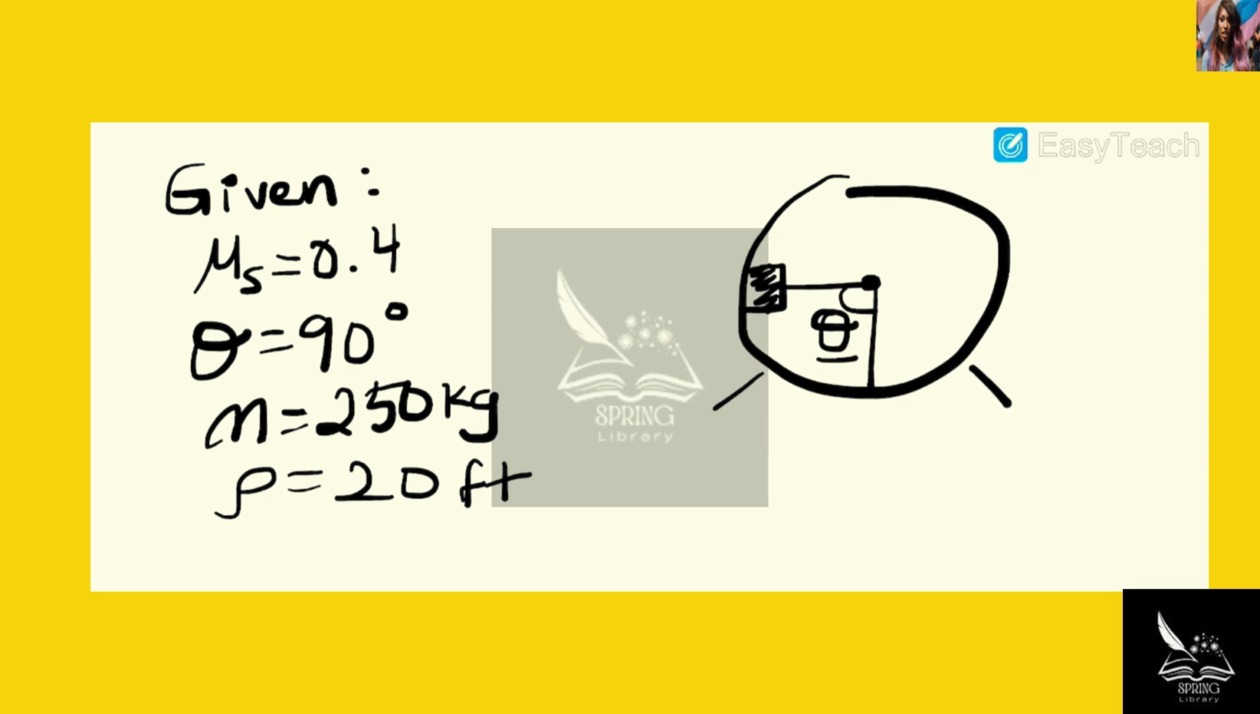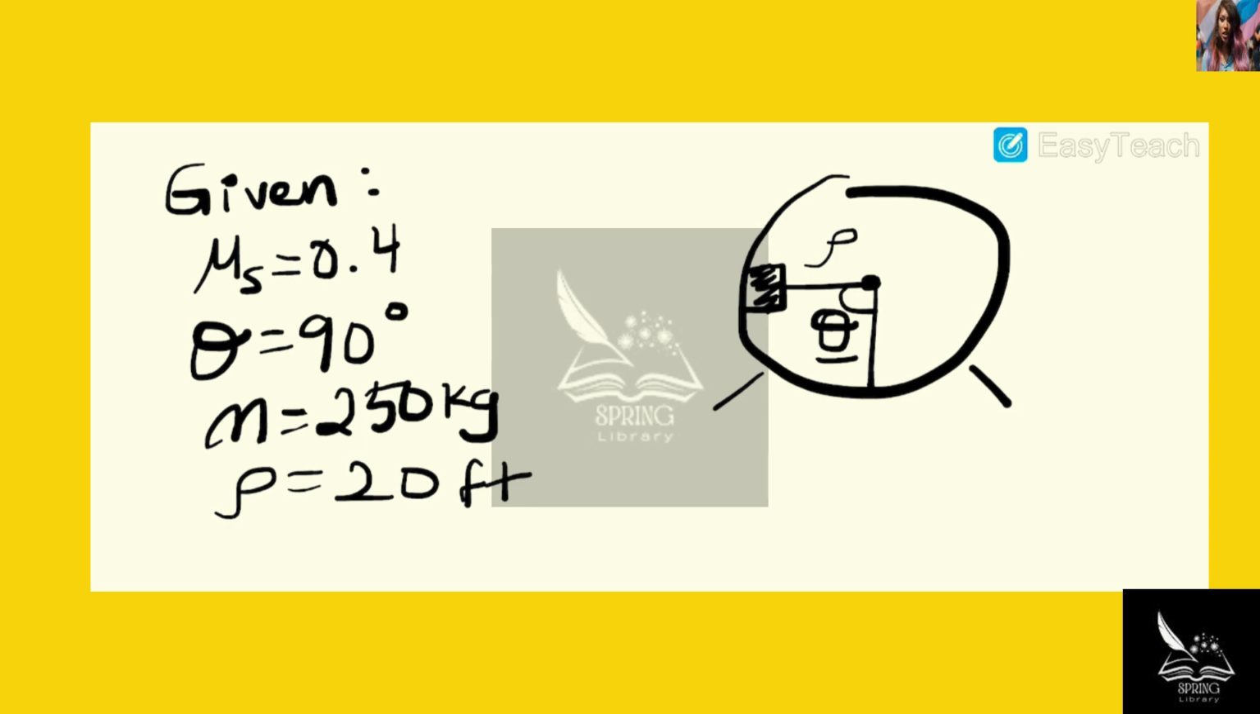Hi everyone, so what we have here is a motorcyclist riding his motorcycle in a hollow sphere. We know that the coefficient of static friction between the wheel and the side of the hollow sphere is 0.4. We know the mass of the motorcyclist and the motorcycle is 250 kilograms, and we know that the radius of curvature is 20 feet. What we're asked to solve for is the minimum velocity required such that when the motorcyclist is at an angle of 90 degrees, the motorcyclist can still travel along the wall and maintain contact.